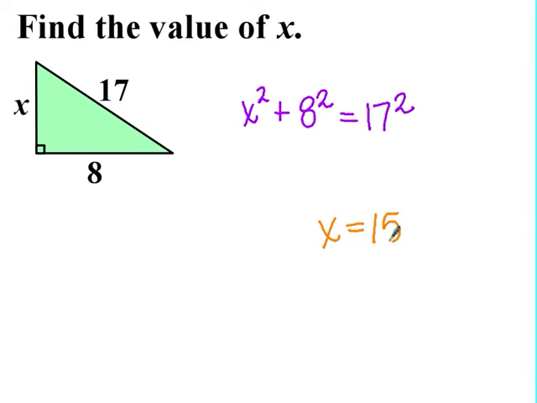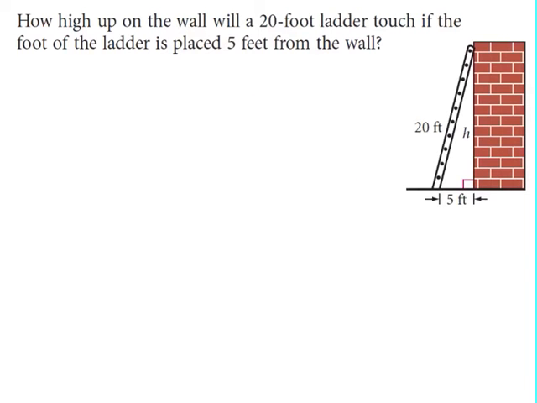This is actually what we call a Pythagorean triple. A Pythagorean triple is a set of 3 numbers that form a right triangle. 8, 15, 17 is one. The most famous Pythagorean triple, does anybody know what that is? 3, 4, 5. Okay. So anyway, we'll talk more about Pythagorean triples and all that later on. Just a little introduction there.